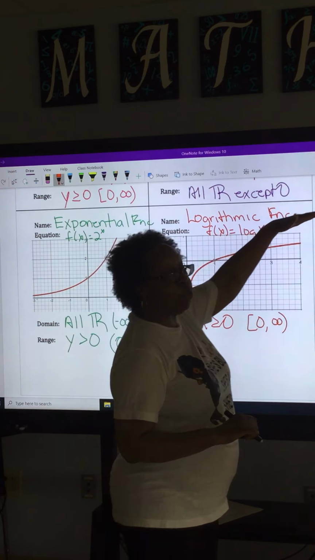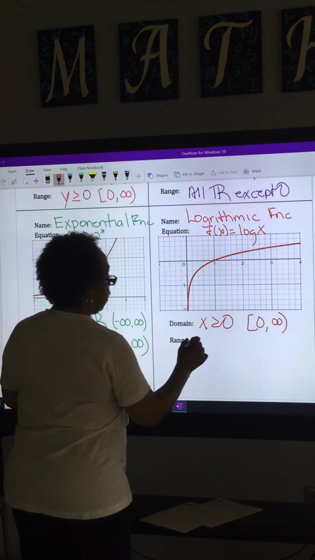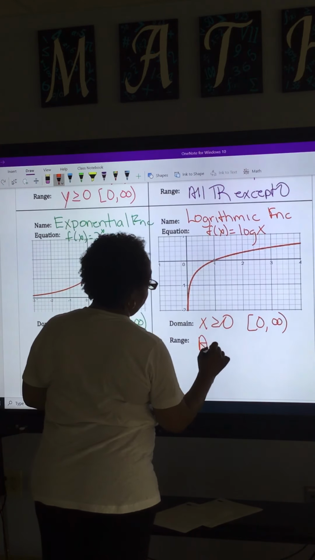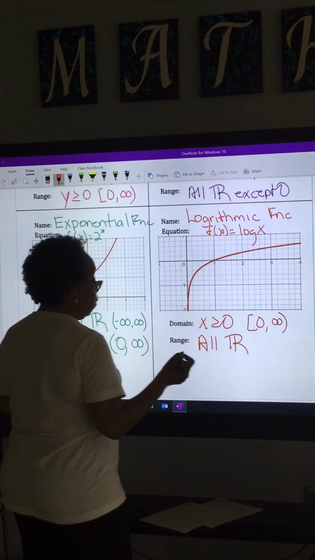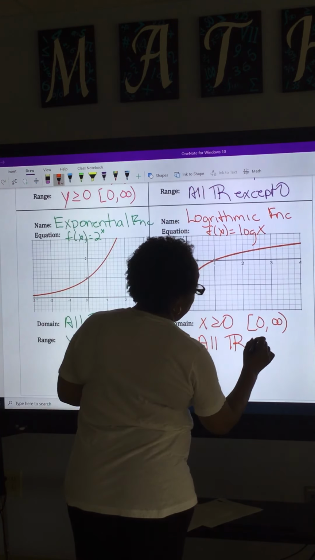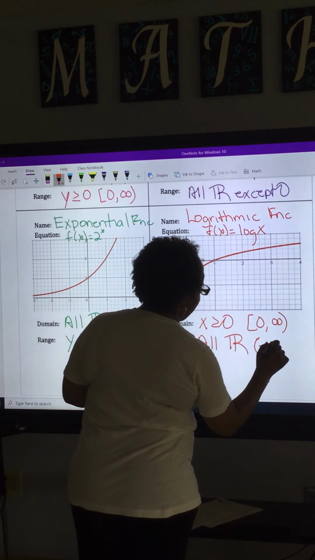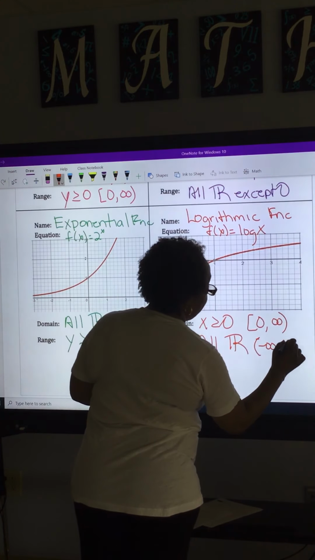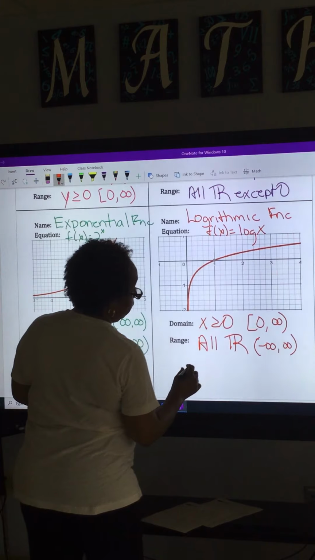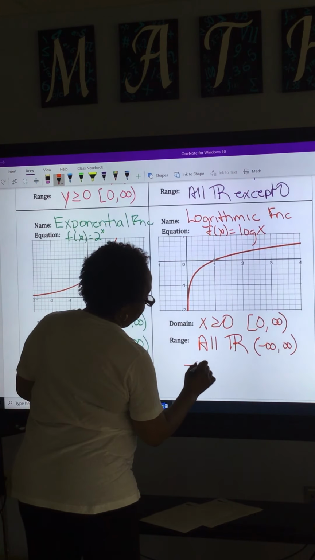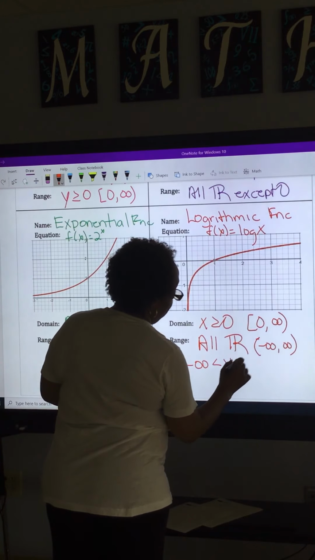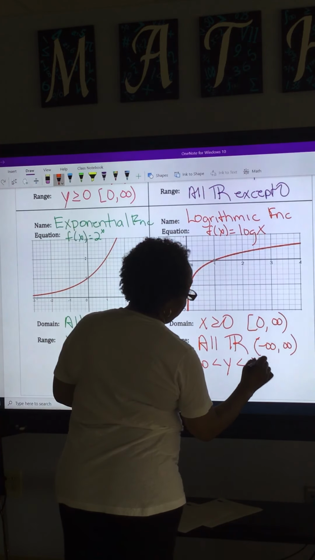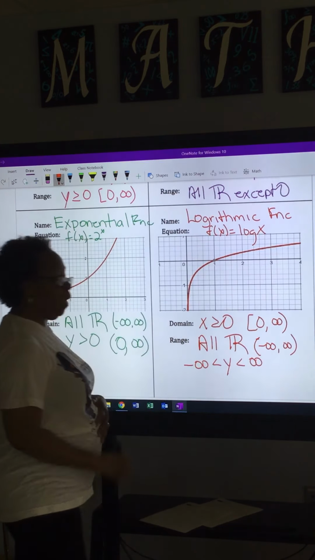and it's continuing to go up this way and it continues to rise a little bit on that curve. So it's going to be all real numbers. Okay? And again, we write that as parentheses, negative infinity to positive infinity, parentheses. And you can also say negative infinity less than y less than positive infinity. So that's two ways you can write that.